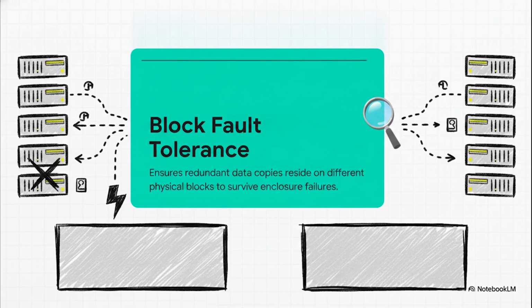Thanks to block fault tolerance, the Nutanix cluster easily survives this kind of catastrophic hardware loss. How? Because the system deliberately placed redundant copies of your data and metadata on nodes that reside in completely different physical blocks. So when you're expanding your cluster, you aren't just throwing more CPU cycles at it. You're actively extending this physical fault domain. By distributing your new nodes across multiple blocks, you ensure that if an entire enclosure goes dark, your cluster stays fully online and operational without missing a beat.